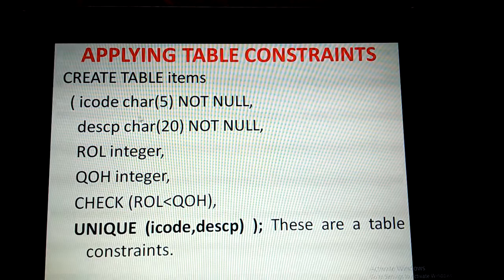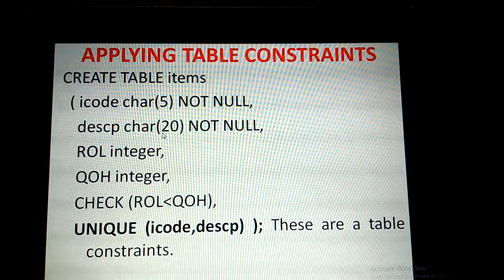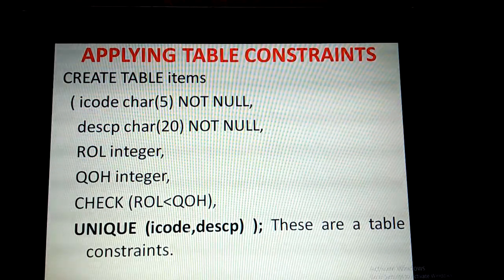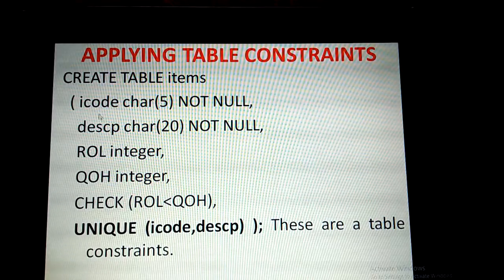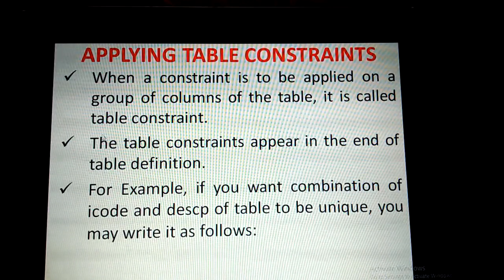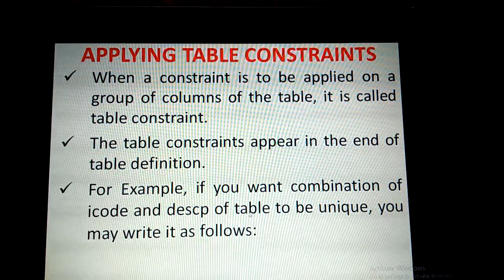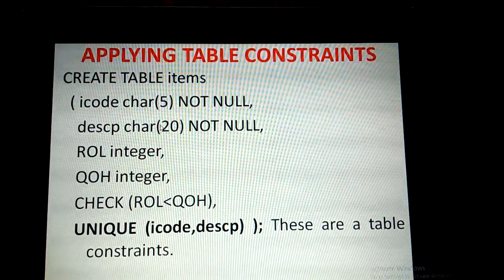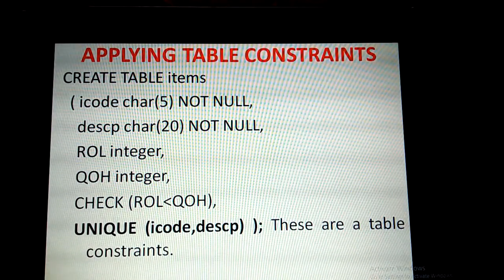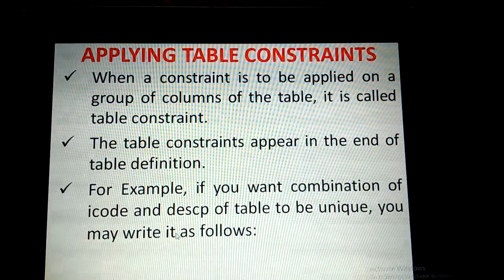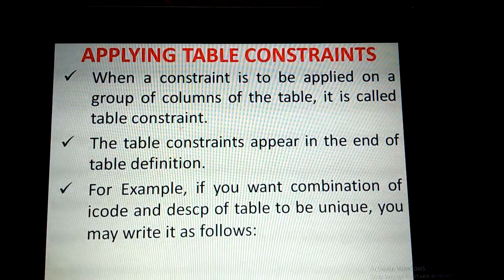ICODE and DESCP are declared in character data type, and NOT NULL is also assigned here. Finally, at the end of this table, before closing the table, we apply the unique constraint on the two field names, ICODE and DESCP, as we said earlier. We are going to change it like this. That is what is called a table constraint. So when a group of columns of the table uses this constraint, it is called a table constraint.